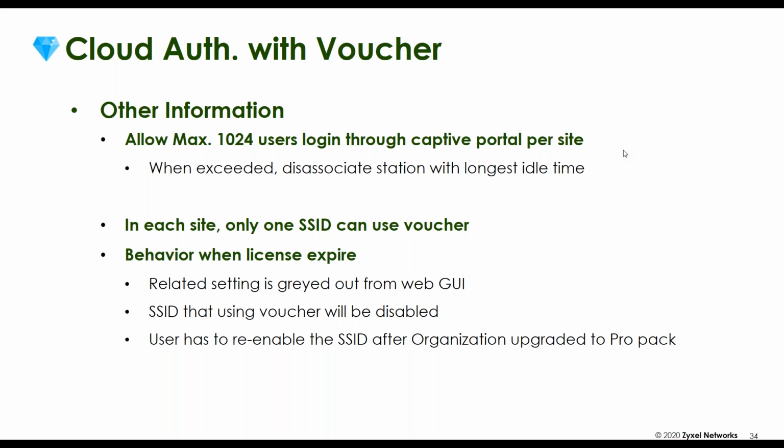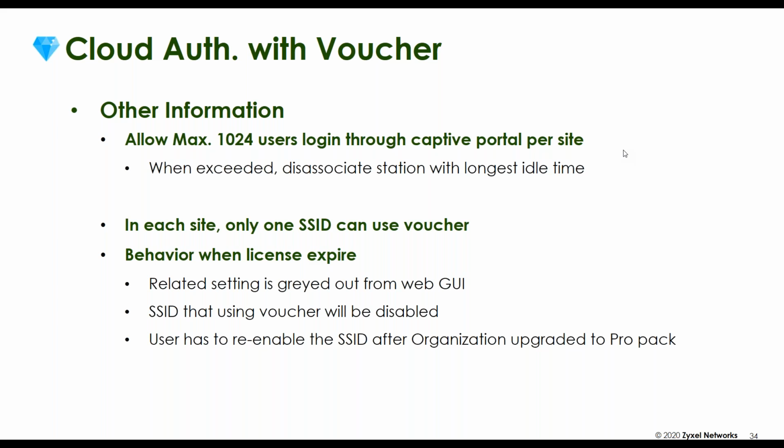So with a voucher, you can only use a maximum of 1,024 users to log on concurrently through the captive portal per site. When it's exceeded, the first person, or the one with the longest idle time, will be kicked off, and then it'll make room for somebody else. So it's like a rolling 1,024 users. In each site, only one SSID can use the voucher. That's quite important to understand because you won't be able to create two SSIDs and use vouchers on both of them.